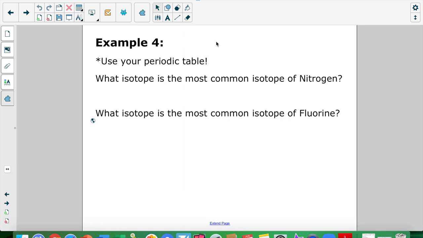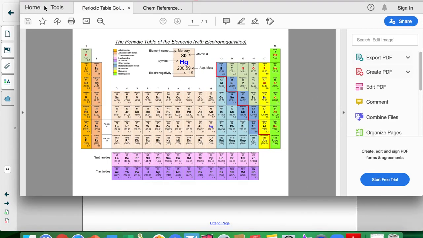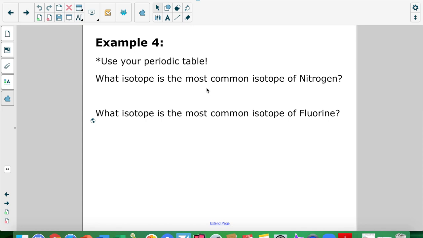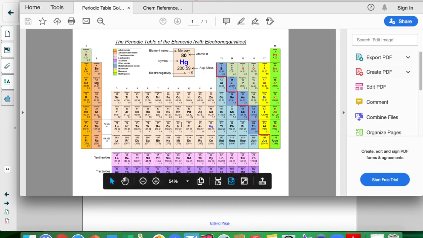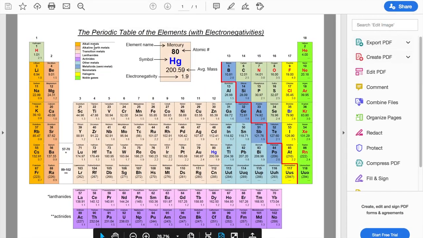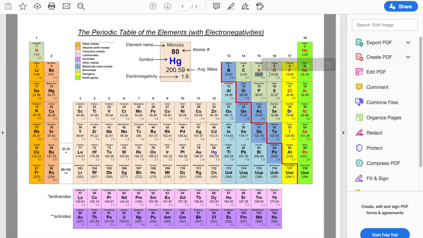Before we go one step forward in learning what isotopes are and how you represent isotopes and write the symbol of the isotopes, it says, use your periodic table. So again, you can use this periodic table that I showed you, and with that, it says, what is the most common isotope of nitrogen? If you go to the periodic table, nitrogen is over here. You see how the average atomic mass of nitrogen is 14.01.